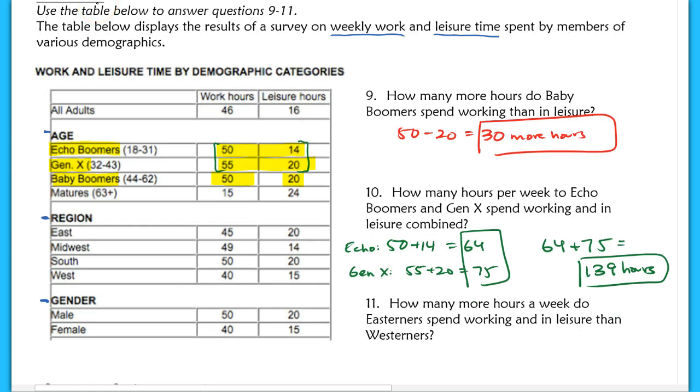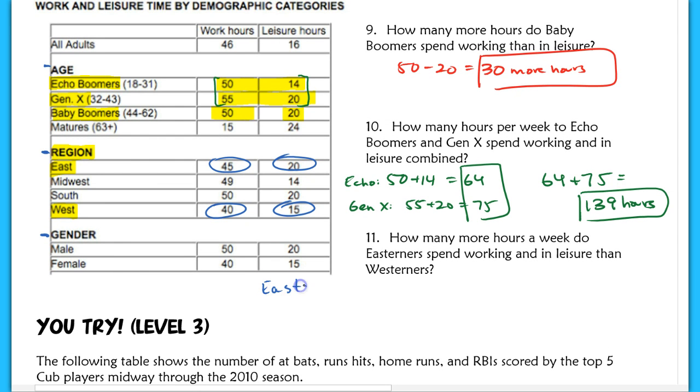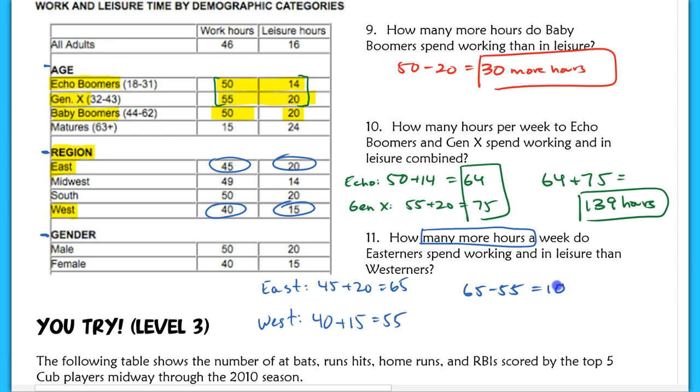Okay, question 11 says, how many more hours a week do Easterners spend working and in leisure than Westerners? So this time I'm gonna look at this grouping here, and specifically Easterners and Westerners. And we're going to take a look at both work hours and leisure hours, as well as work hours and leisure hours for the Westerners. So here I want to total the work and leisure hours for the East. So here I have 45 plus 20 to give me 65. And for the Westerners, we're going to take 40 and 15 to give me 55. Now, I'm asked how many more hours, which means I'm going to find the difference between East and West. So I take 65 and subtract 55 to get 10 hours.